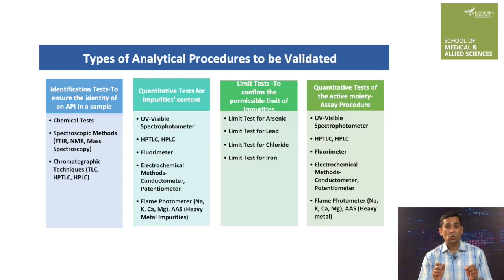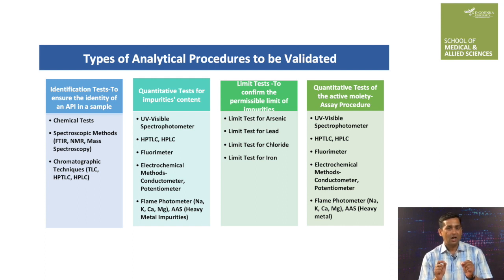This slide shows a glimpse of various types of pharmaceutical analytical procedures and associated methods which are to be validated. We can categorize these procedures into four major categories. First one is the identification test, which is performed to ensure the identity of an API in a sample.